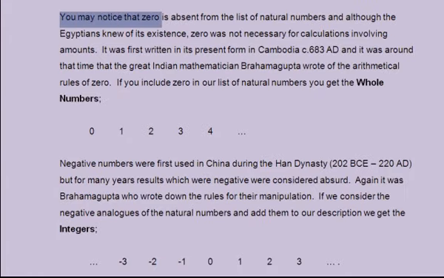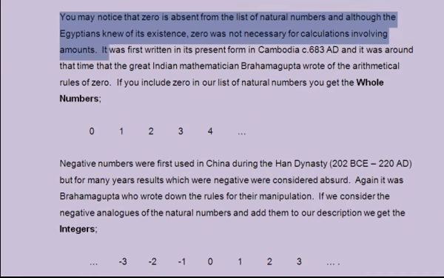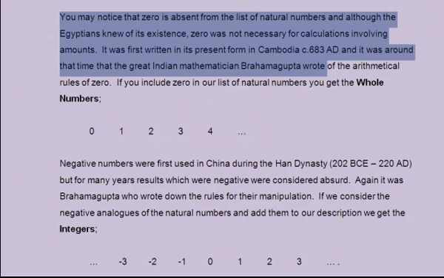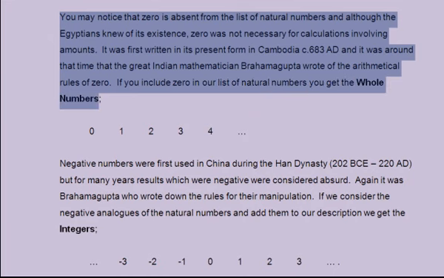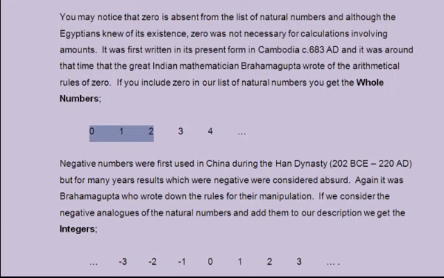You may notice that 0 is absent from the list of natural numbers, and although the Egyptians knew of its existence, 0 was not necessary for calculations involving amounts. It was first written in its present form in Cambodia in about AD 683, and it was around that time that the great Indian mathematician Brahmagupta wrote the arithmetical rules of 0. If you include 0 in our list of natural numbers, you get the whole numbers: 0, 1, 2, 3, 4, and so on.